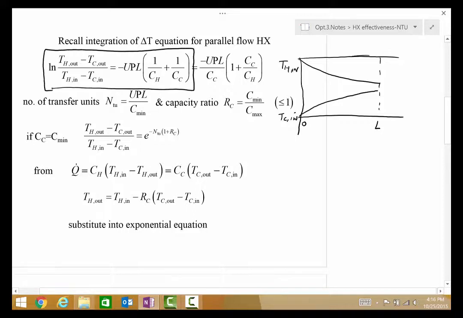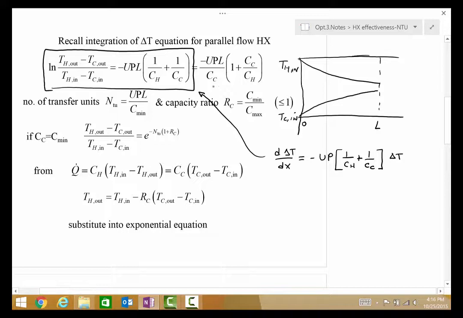So this was our d delta T dx equation. So let's remember that equation. We had d delta T dx in terms of minus U P, 1 over CH plus 1 over CC, times that delta T. And then when we integrated it, we had this equation.